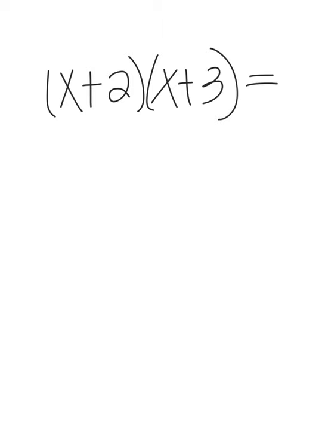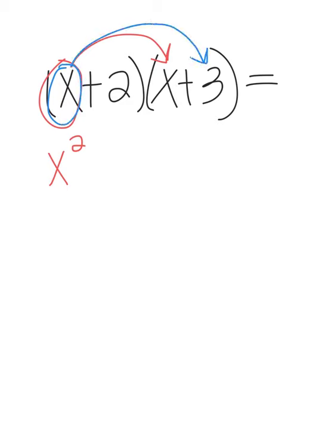I'm going to multiply this first x, which I'm circling in red, by the first x in the second parenthesis. So x times x is x squared. And then I'm still going to stay with this very first x that I'm now coloring in blue, but I'm going to distribute or multiply it to the 3 in the second parenthesis. So x times 3 is 3x.